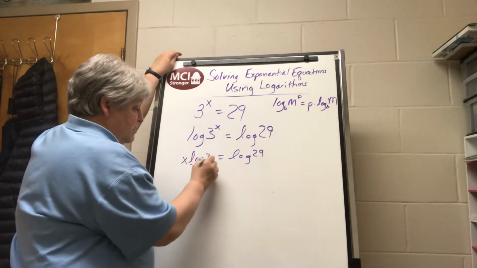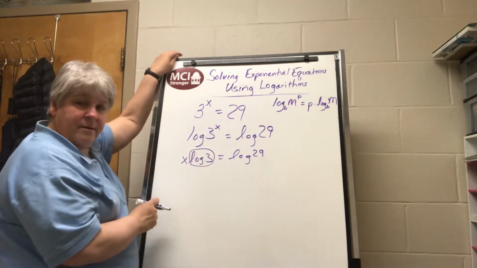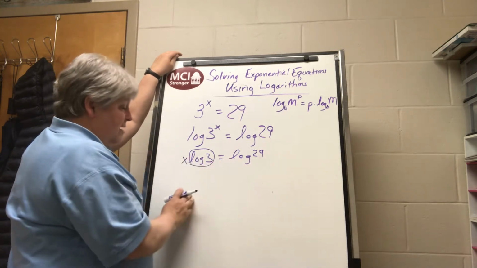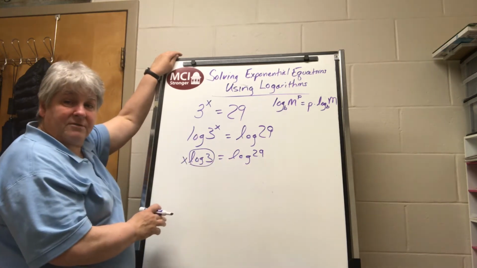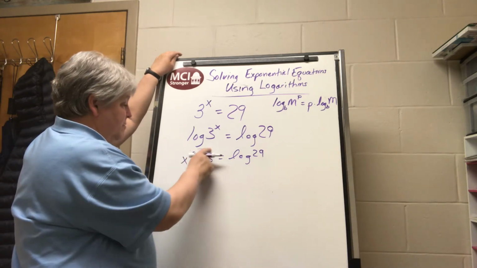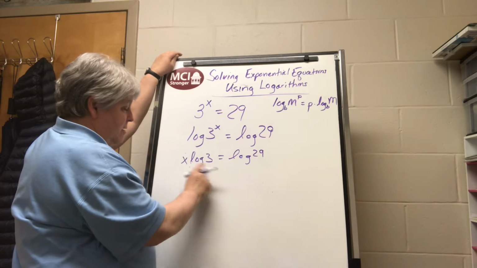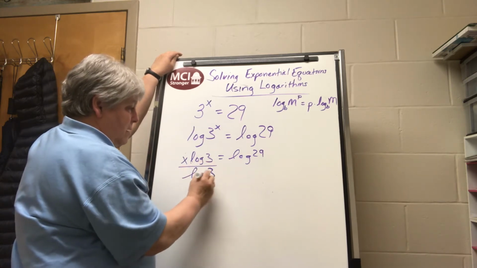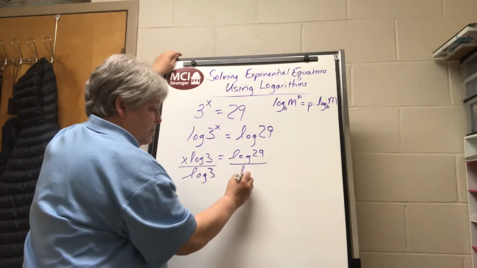So this is really just an ugly number. If I had like 5x equals stuff, I just divide by 5 on both sides to get the x alone. Well, that's what we're going to do here. This is just a number. So I'm going to divide by log 3 on both sides of the equation.